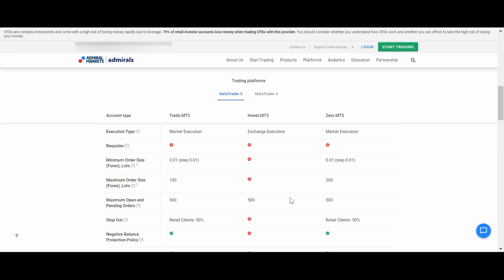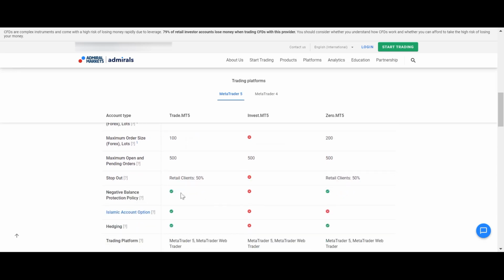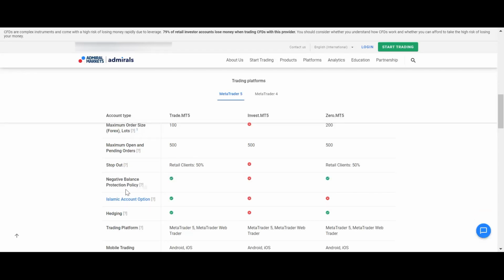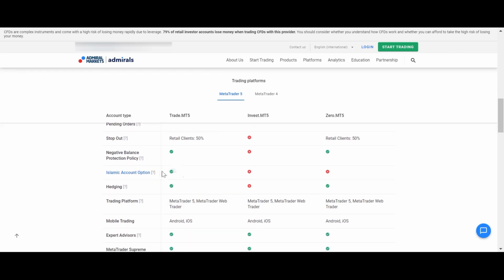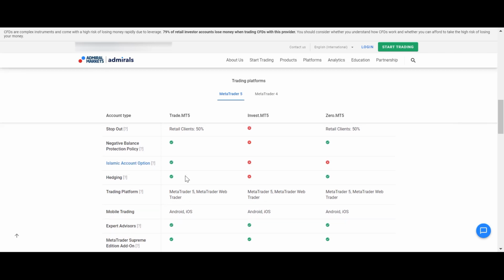Please be also advised that stop out level is 50% for retail clients and 30% for professional ones. Negative balance compensation is also available for all our CFD accounts. Please note that Islamic account is available only under Trade MT5 account. Hedging, or in other words, the ability to hold opposite positions in the same trading instrument, is also available for both Trade and Zero accounts.